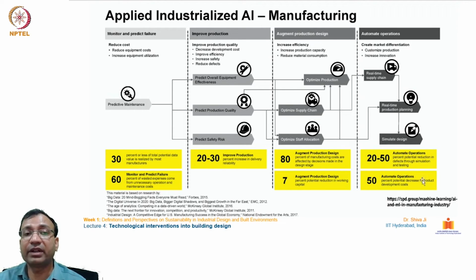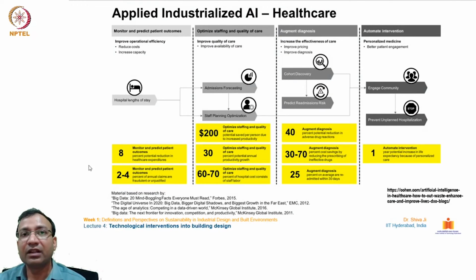So it helps minimize the overall consumption by the company. Finally, for automating operations, we can see a 50% potential decrease in product development costs, also possible through automating the operations. So there are a lot of improvement areas we saw through this slide in the manufacturing sector.